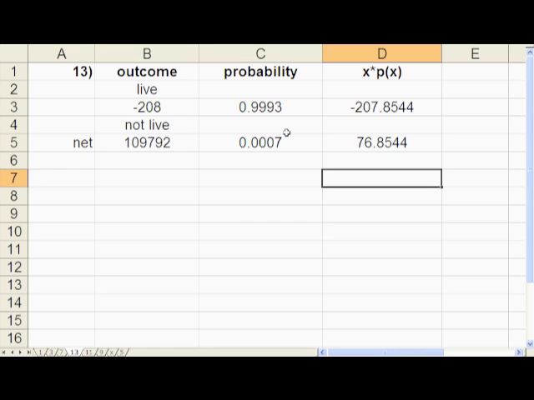If we take the sum, we will find the expected value. The expected value for this $110,000 policy is negative $131. And this is how you answer question 13.